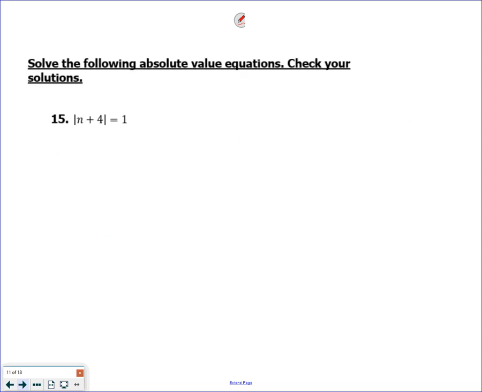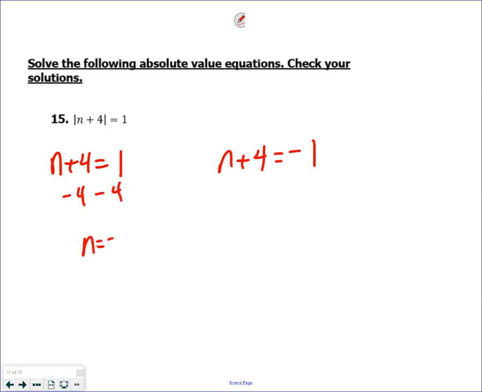Solve the following absolute value equations. Check your solution. All right, absolute value. Anytime you see an absolute value problem, you ought to automatically think 2 solutions. One for the positive. So n plus 4 equals positive 1. And that's the one that almost everybody gets right. However, it's the other one, the second equation, that some people forget to do. Absolute value questions can be both positive and negative. So I subtract 4, I get n to be -3. Subtract 4, I get n to equal -5.